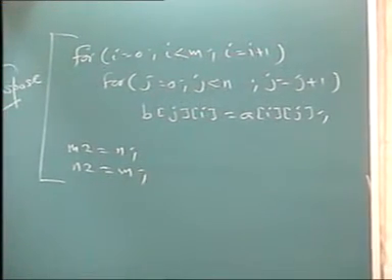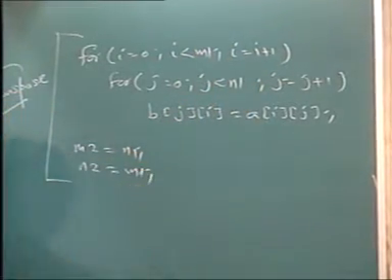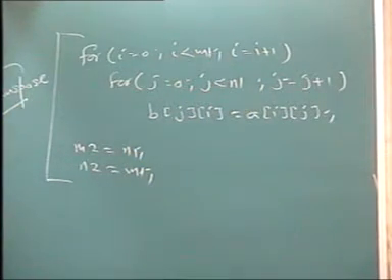If you want, you can go for M1 N1. So we stick to our earlier notation. M1 N1 is size of A, M2 N2 is size of B.